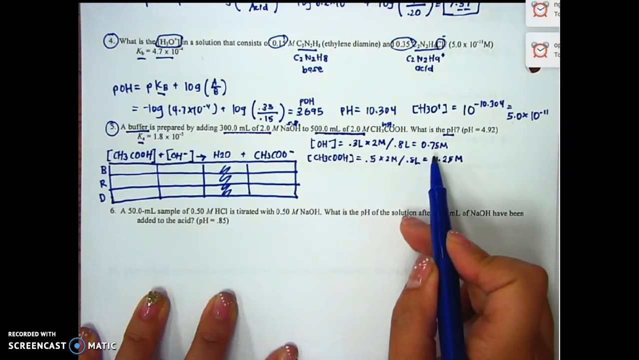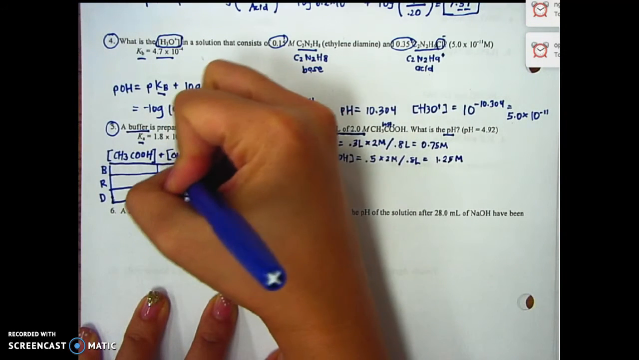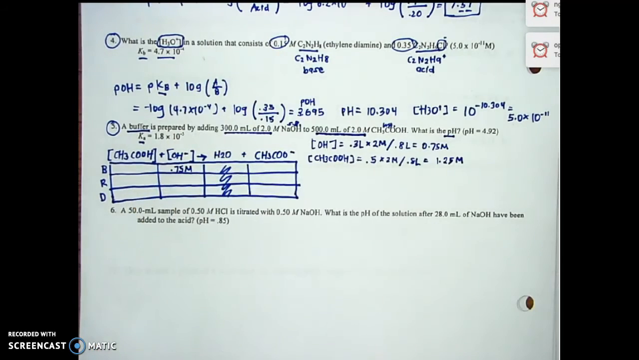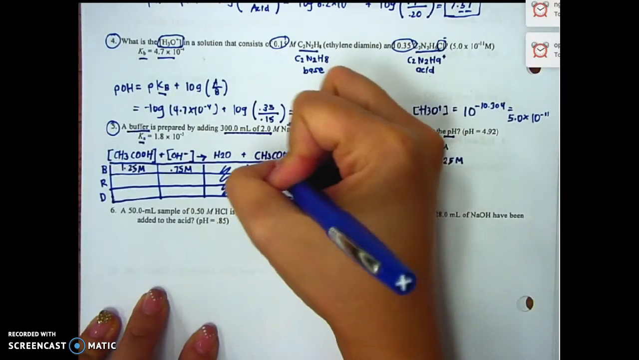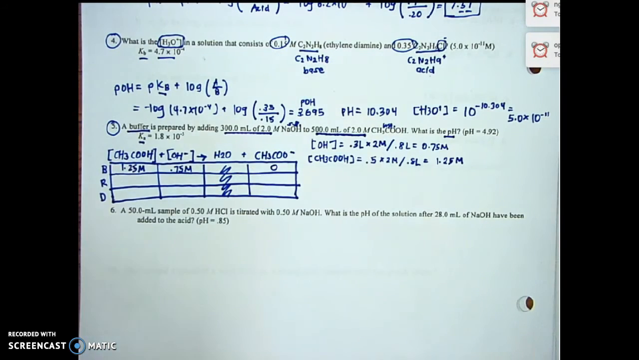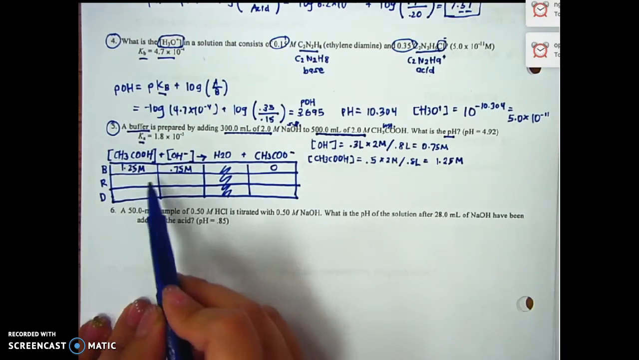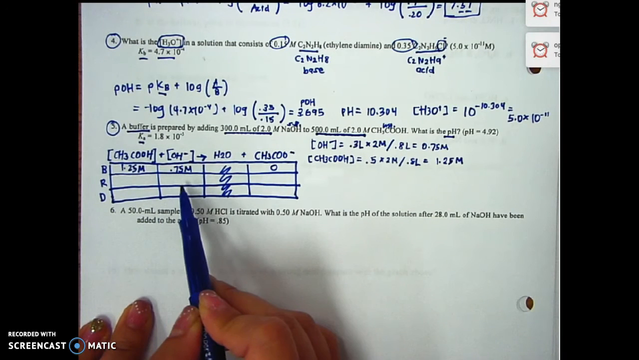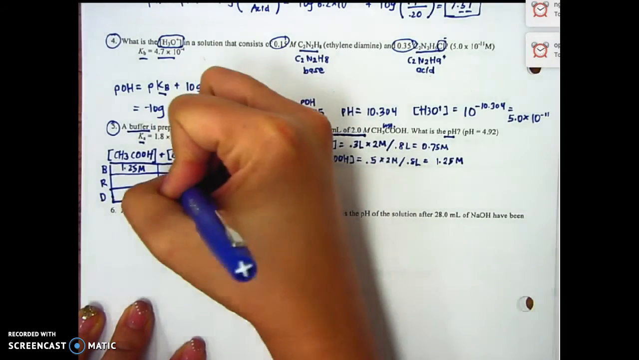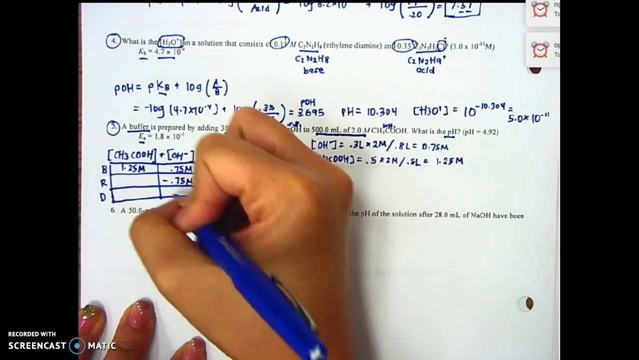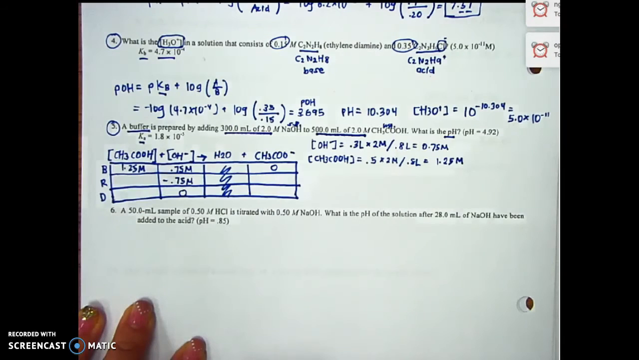We have 0.75 molarity right here, and we have 1.25 molarity for my acid. And we have 0 of this initially to start off. And knowing what we know, we're going to try to see which of these reactants is going to run out first. My hydroxide here is going to serve as my limiting reactant because we have the least amount of it, so it completely runs out.